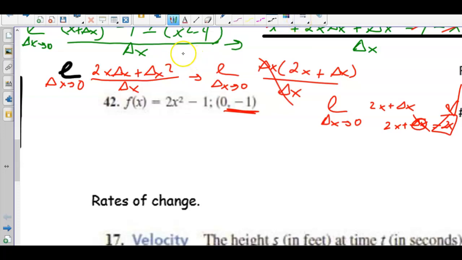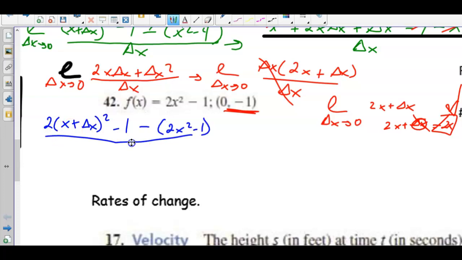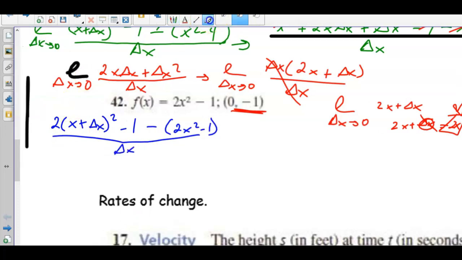Let me use another color. We're going to plug in 2x plus delta x squared minus 1. You have to plug in x plus delta x first into the equation, minus the original equation, all over delta x. And we're looking for the limit of that.